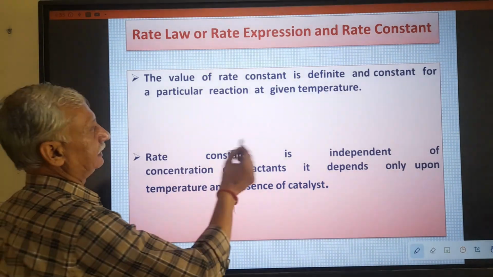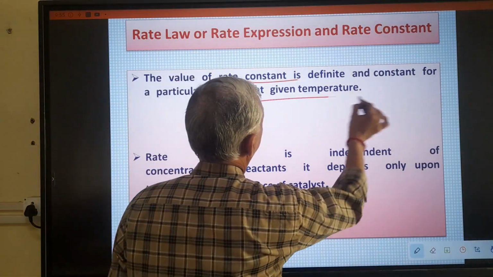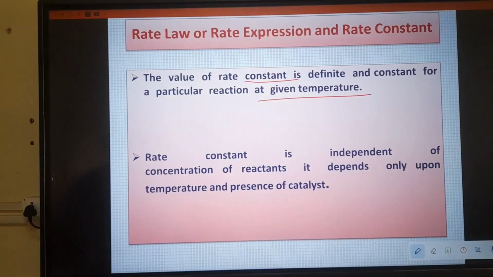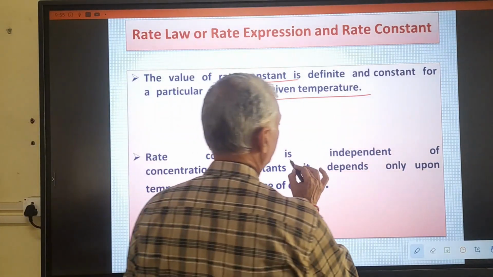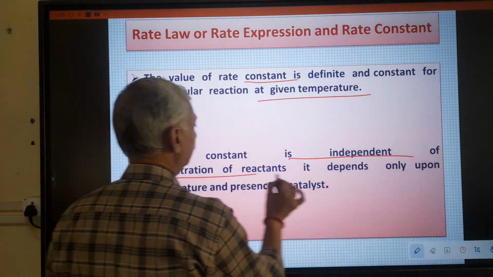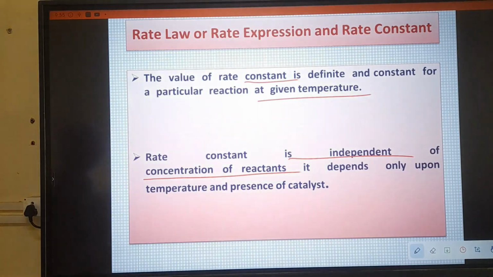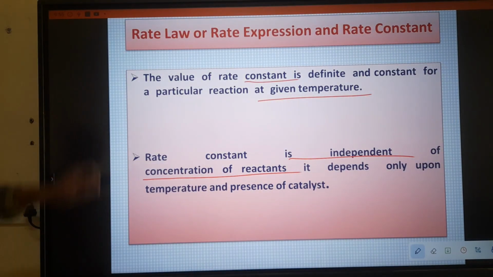This rate constant depends upon the temperature. It is constant at a given temperature. The rate constant is independent of the concentration of reactants. So these are the characteristics of the rate constant.